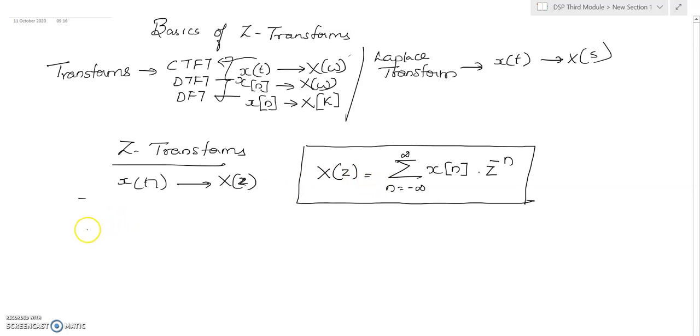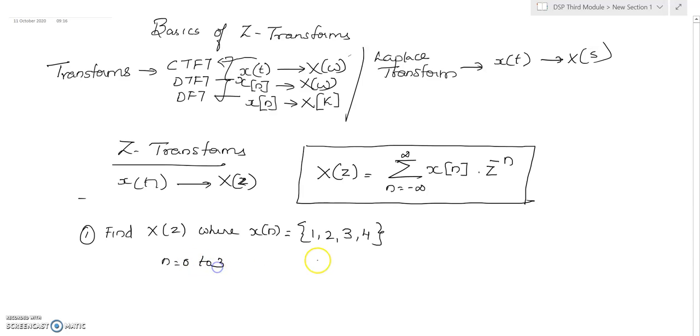If we are to look at an example, suppose I give you a question like, find x of z where x of n is 1, 2, 3, 4. In this particular question, the position of n is not specified, so we can take it as beginning from 0. So your n will lie from 0 to 3. So the amplitude values are 1, 2, 3, 4, and the position values will be 0 to 3.